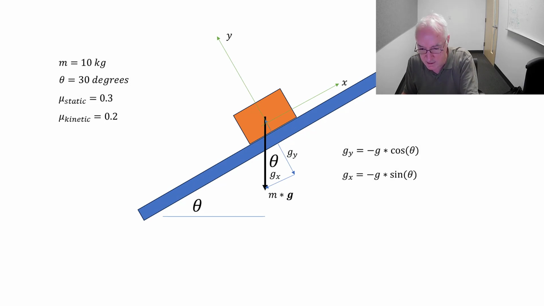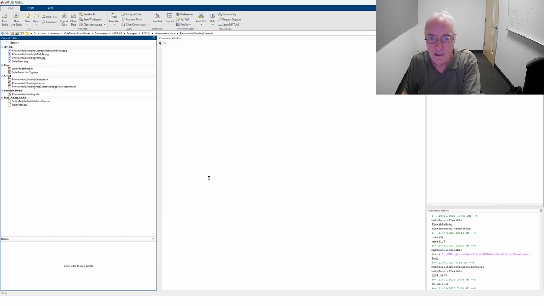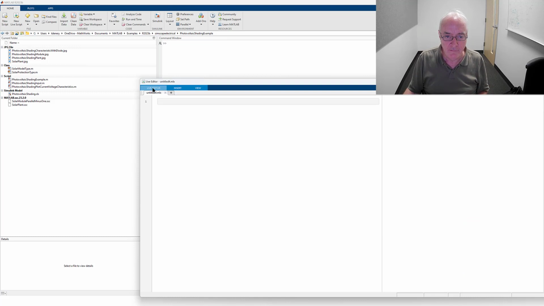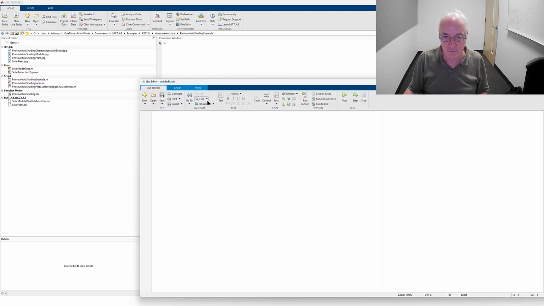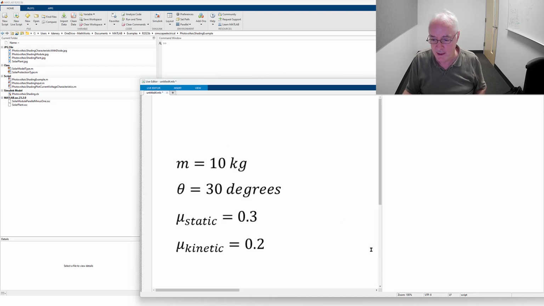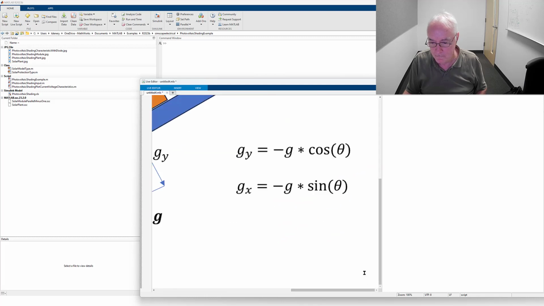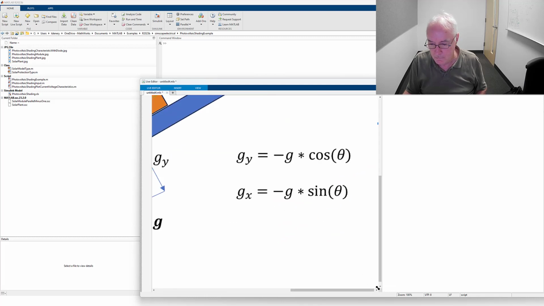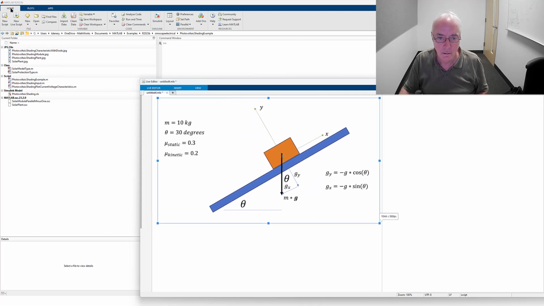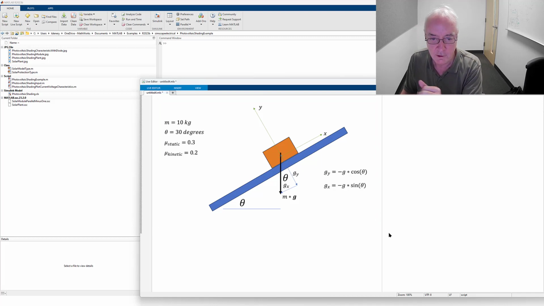Now let's go to MATLAB. We're going to do this with a live script. Live scripts are great because we can put pictures in live scripts. That's in our text mode, and we'll just hit Control V and paste that in. We'll resize that. That looks good. Now let's start coding.